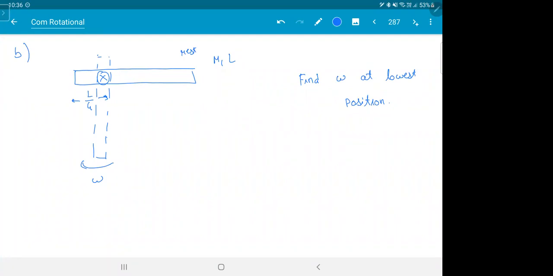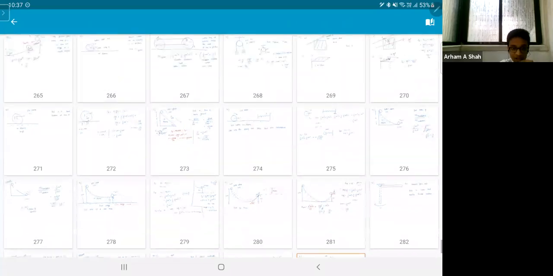First, I have to find I about the hinge. What is I about the hinge? We did this problem, right? We calculated I about the hinge last time. 7 ml square by 48.